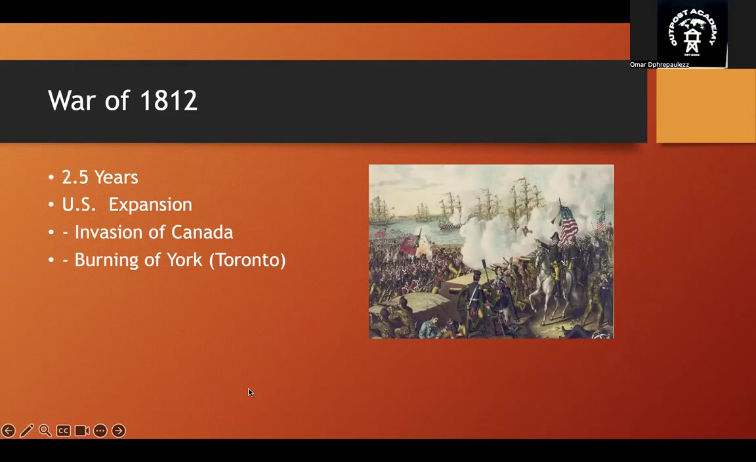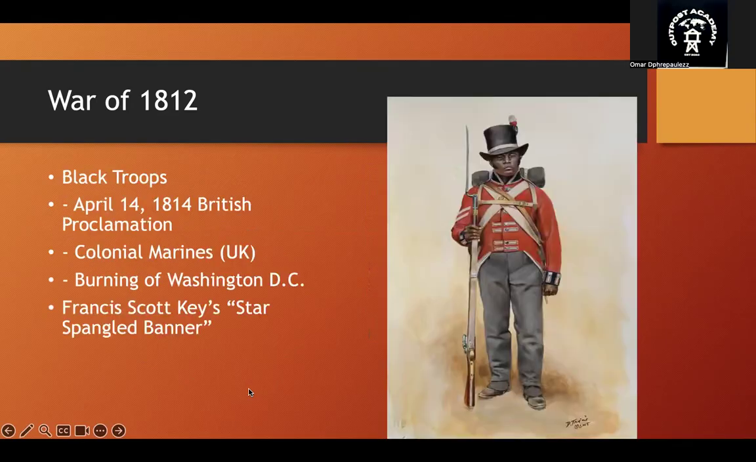Now, one phenomenon of the War of 1812 was the use of African troops, or Black troops. Vice Admiral Alexander Cochrane issues a proclamation in 1814, basically calling on enslaved Africans in the Americas to flee their plantations and join the Colonial Marines. About 4,000 respond. The Colonial Marines were an all-Black fighting force that inspired great terror, especially among white slave owners. At one point, they are able to successfully attack Washington, D.C. and burn it to the ground.